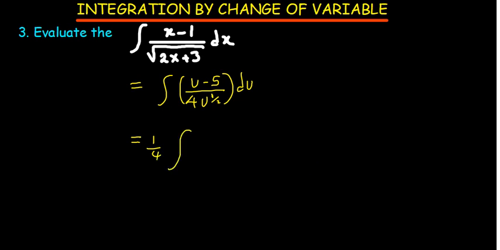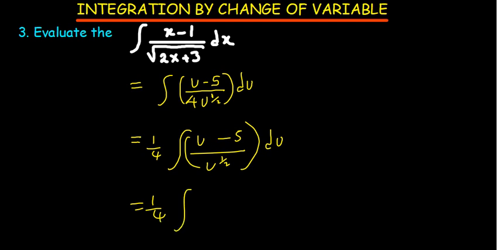Then we have got the integral of u minus 5. I can as well say, okay, this is first u to the power 1 over 2. And then du. And this is going to be equal to 1 over 4 integral. I'll split them, u over u to the power 1 over 2, then minus 5 over u to the power 1 over 2, dx.